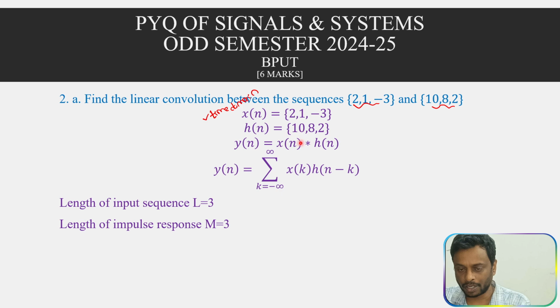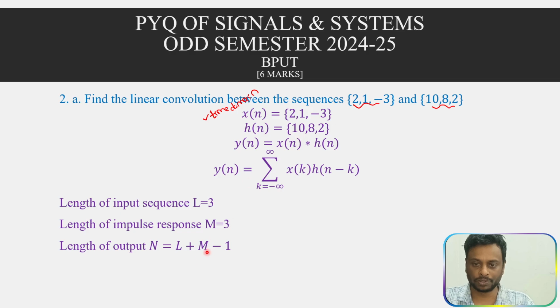So what will be the length of the output sequence? The length of the output sequence N will be L plus M minus 1. So 3 plus 3 minus 1, that will be 5. So the output sequence will have a length of 5.